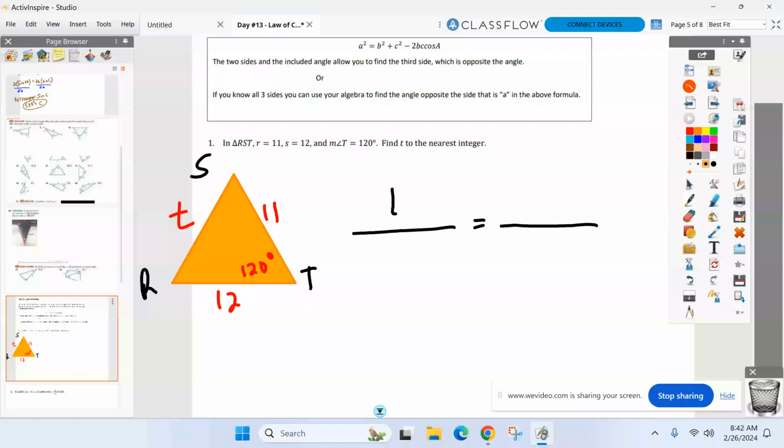So t, right? Over sine of 120. Nobody has an issue there. We're all good there. All right, everyone ready now? Here comes my problem. What am I going to put 11 over? Sine r, and now I have a different variable. Everyone see that problem? All right, what if I change this to a 12 instead?